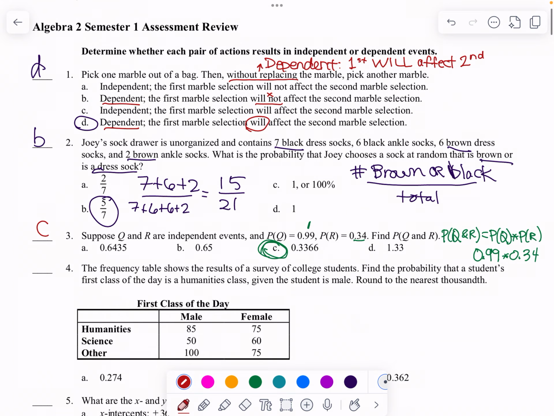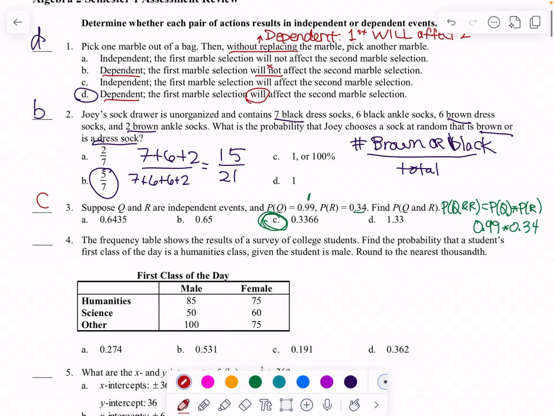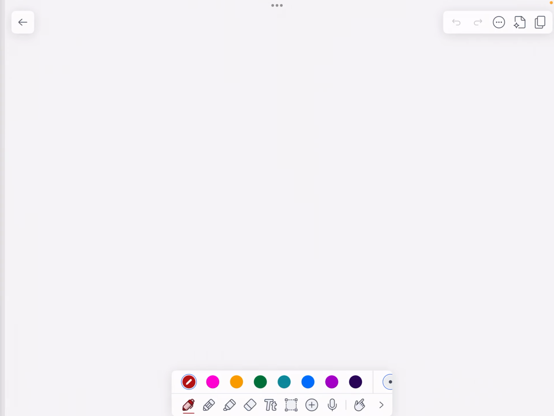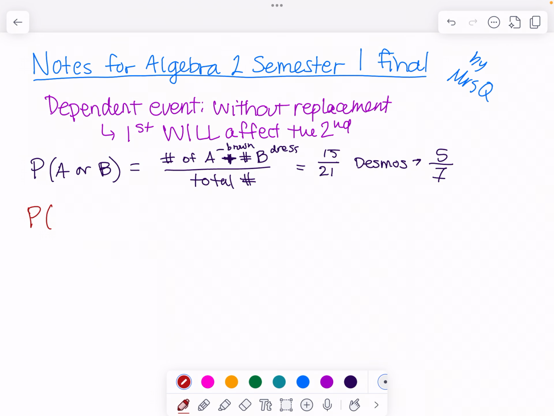Like how it randomly changed. Okay, so then this is a frequency table. So we're looking at a frequency table. Oh, let me see, what would I put on my notes? On my notes, I would put the probability of A and B would be the probability of A multiplied by the probability of B. And then I'm going to put use Desmos if needed.